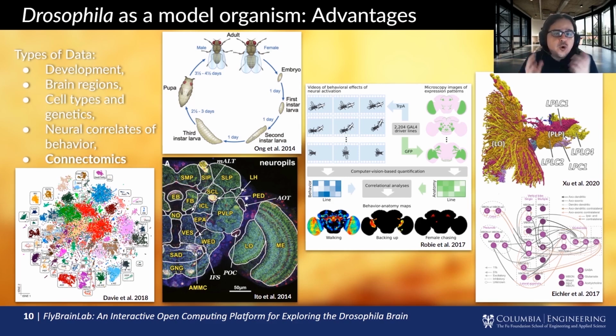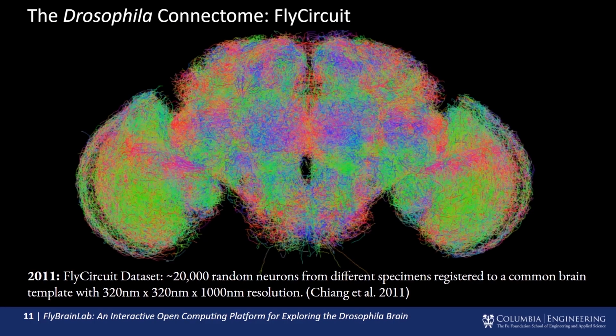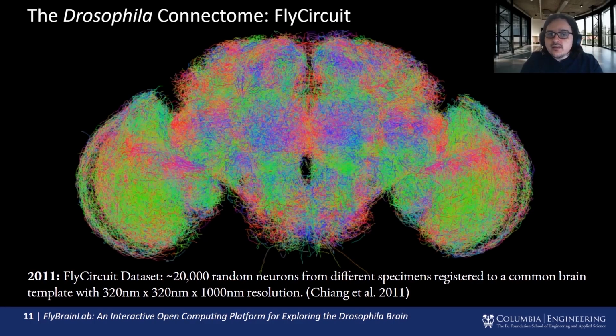We expect the whole Drosophila brain to be available in the next few years. In the meantime, we work with 3 specific datasets in particular. The first dataset we work with, and the first dataset we historically started to work with, is the so-called fly circuit dataset, the first version of which was published in 2011.